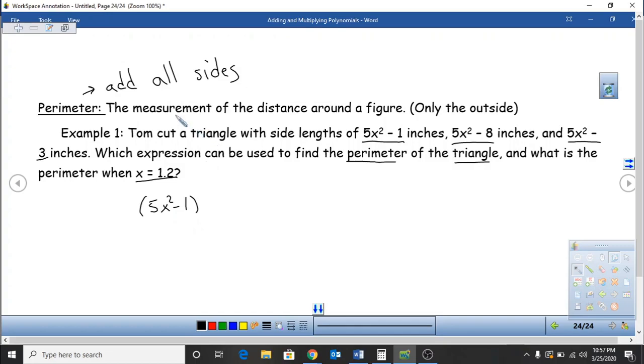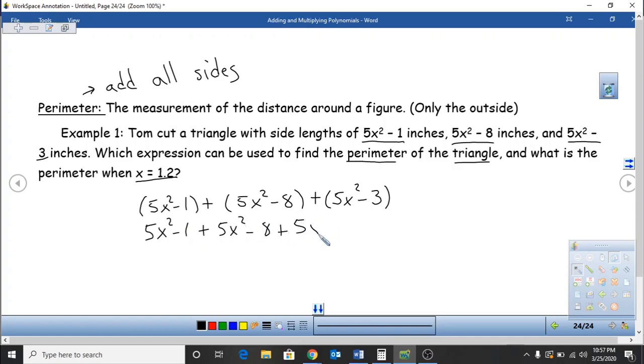So I'm going to take this first expression, which is 5x squared minus 1, and I'm going to keep it together with parentheses. Now, since I'm adding, I put a plus sign to separate these. So I have 5x squared minus 8, and then the last side is, I'm going to add again, 5x squared minus 3. So when I add, remember, adding doesn't change the signs inside the parentheses. So I can rewrite this as just 5x squared minus 1 plus 5x squared minus 8, and then plus 5x squared minus 3.